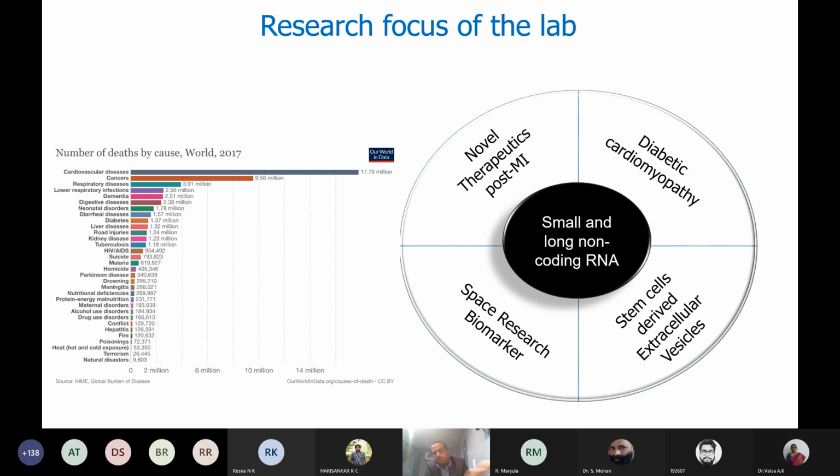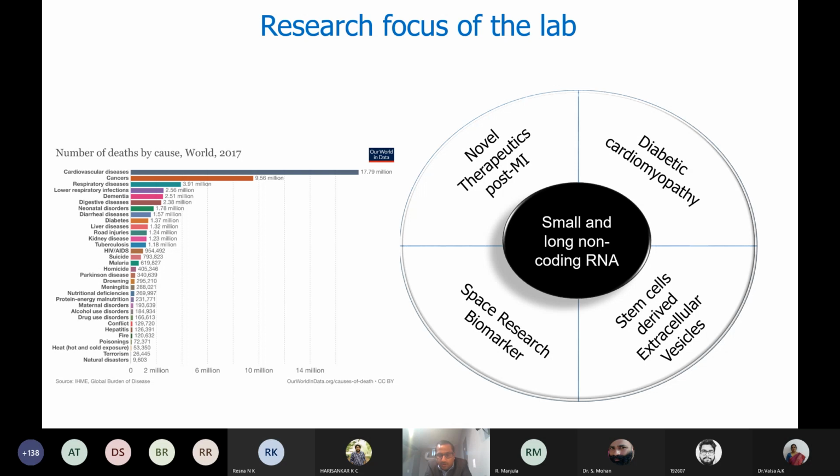As you look at this bar graph towards your left, cardiovascular disease is a major cause of mortality and morbidity all over the world. So we are trying to understand novel mechanisms and novel therapeutics. Again, in terms of cardiovascular disease, we are specifically looking into myocardial infarction, which is also called heart attack. So we are developing novel therapeutics in terms of non-coding genome, and also developing new therapeutics for the diabetic cardiomyopathy. And we are doing some space research as well.